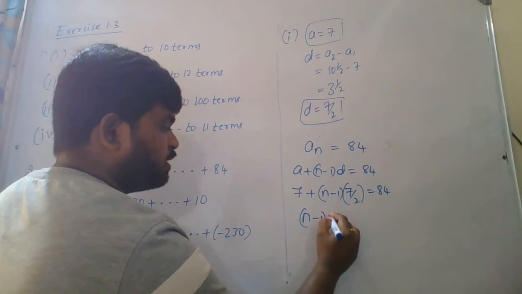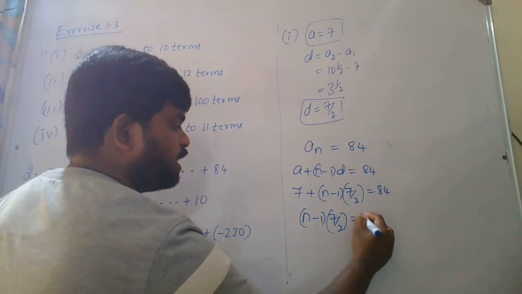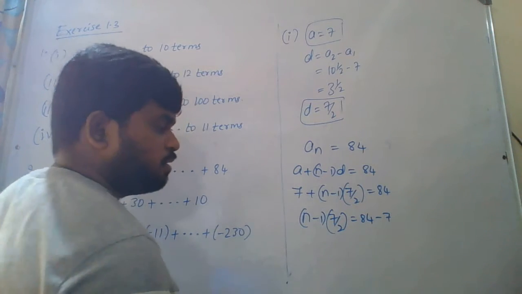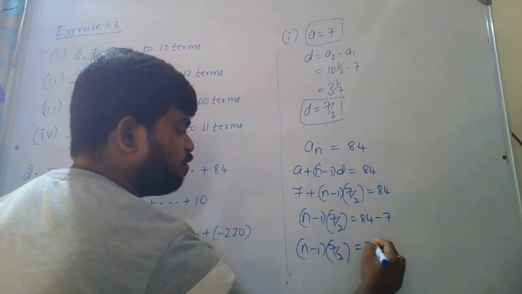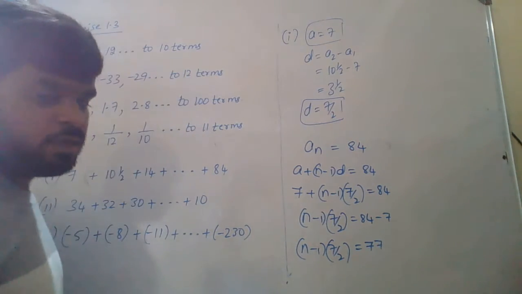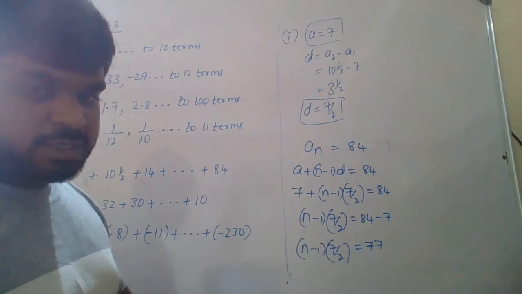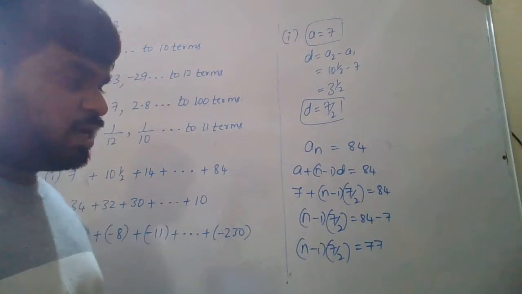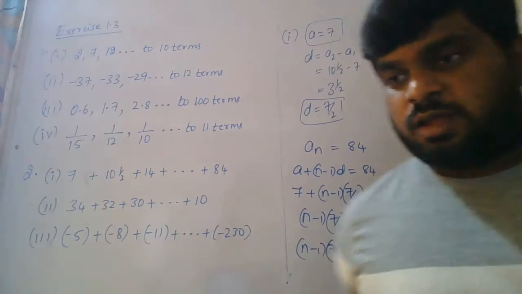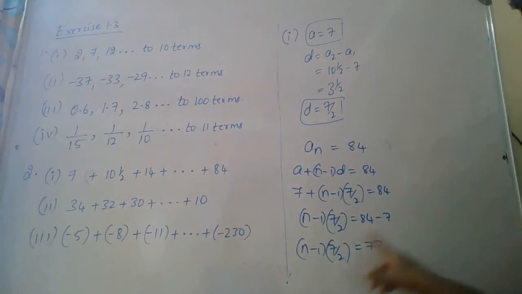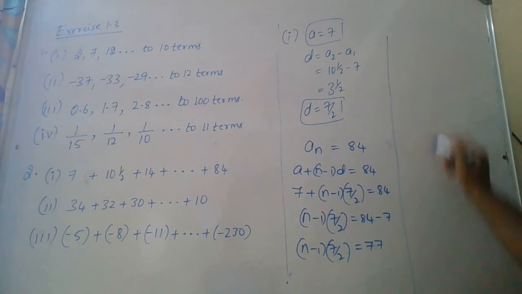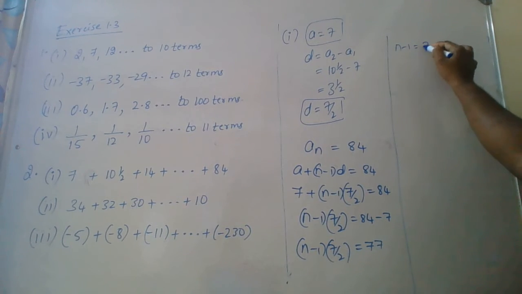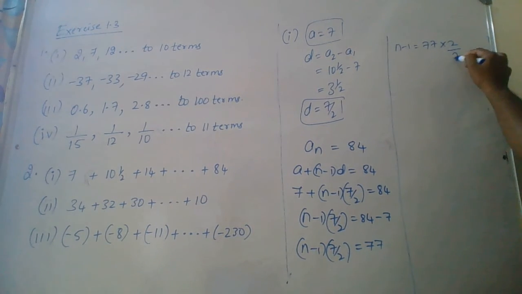So it becomes (n minus 1) into 7 by 2 equals 84 minus 7. 84 minus 7 is 77. This 7 by 2 is in multiplication. If you transpose it to the other side, it will become 2 by 7. In other words, this 2 is in the denominator, goes to the numerator. This 7 is in the numerator, comes to the denominator. Therefore, n minus 1 equals 77 into 2 by 7.